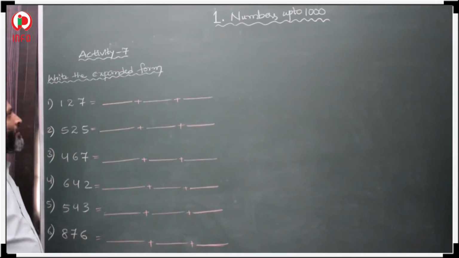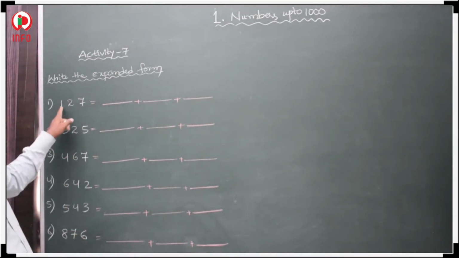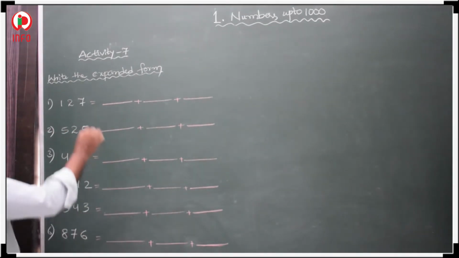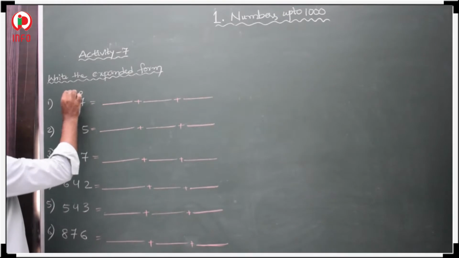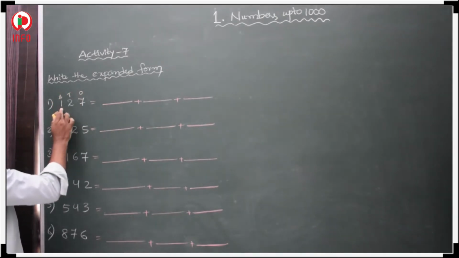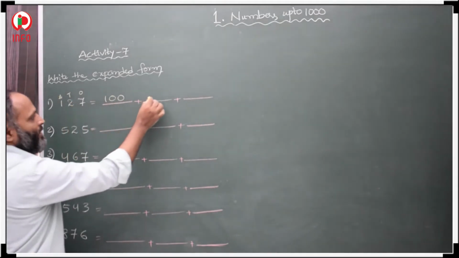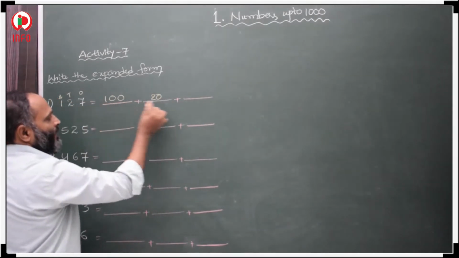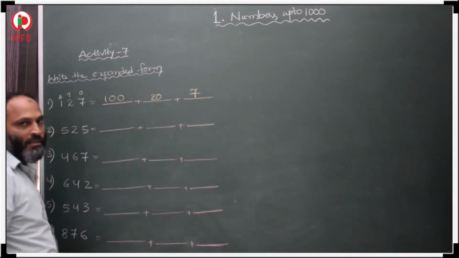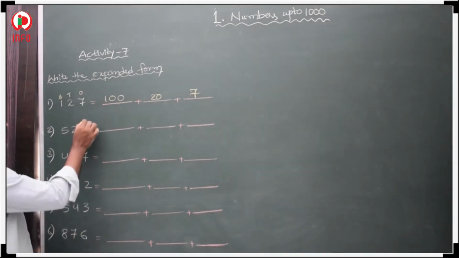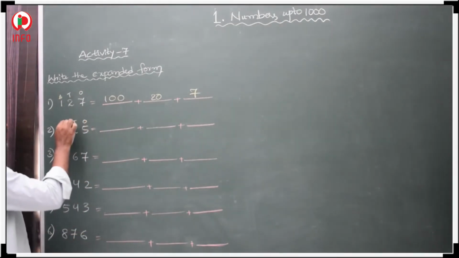So write the expanded form. 127. This is ones place, this is tens place, this is hundreds place. 1 is in hundreds place, so here 100. 2 is in tens place, 20. And 7 is ones place, 7 as it is.